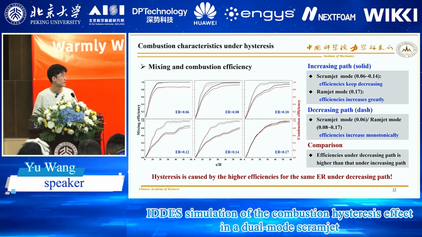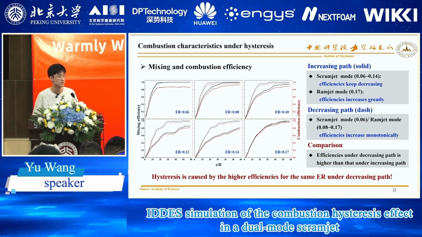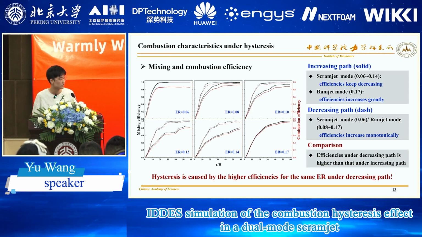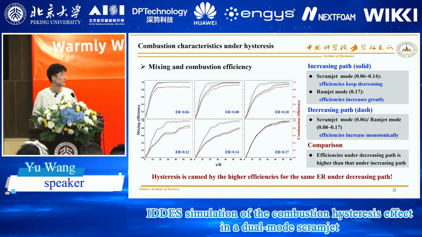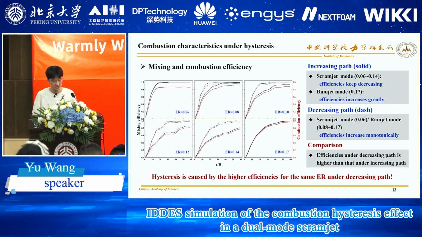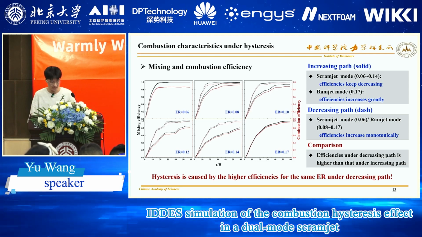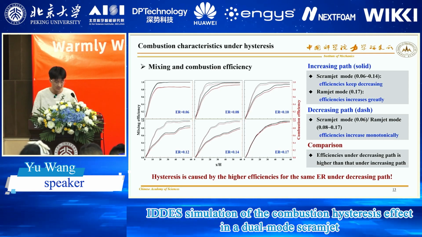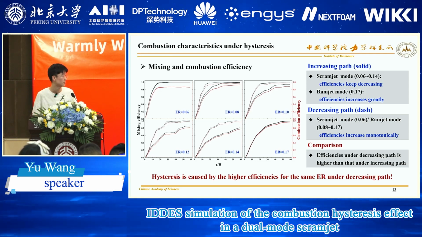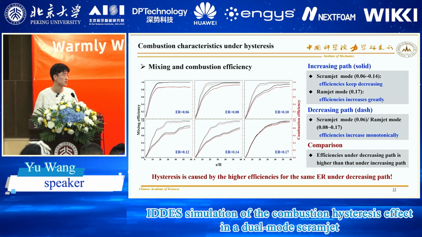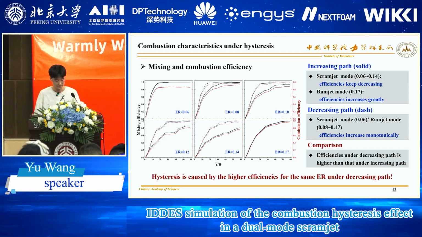As for the decreasing path, the efficiencies increase monotonically. So when comparing the solid line with the dashed line, we can figure out that the efficiencies on the decreasing path are higher than those on the increasing path. So we can make a conclusion here. The hysteresis is mainly caused by the high efficiencies for the same ER on the decreasing path.